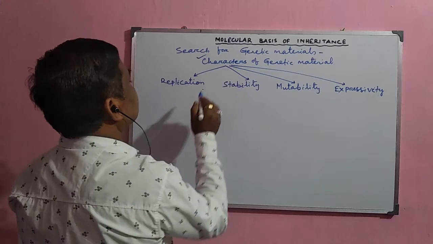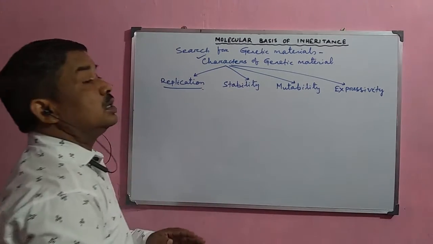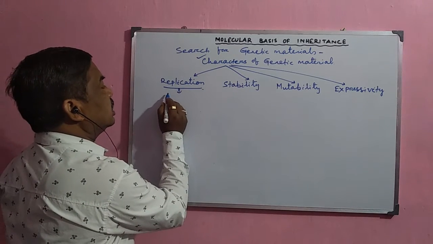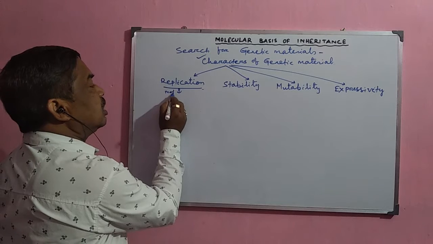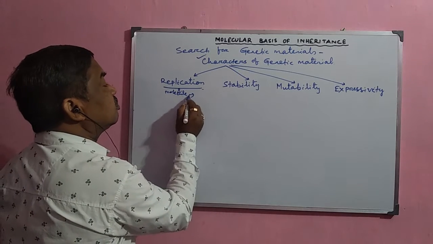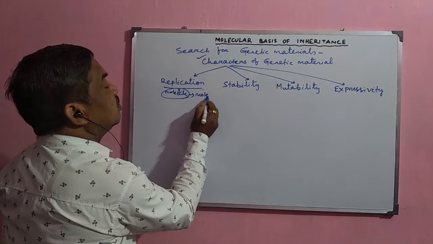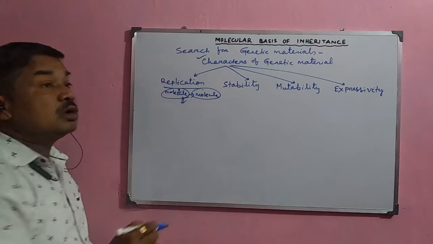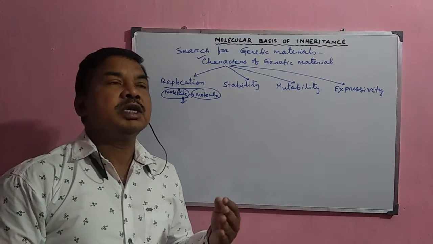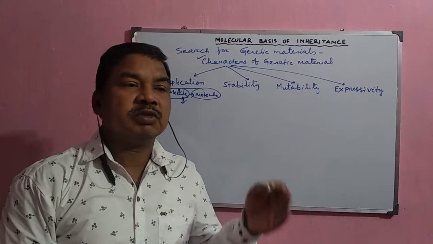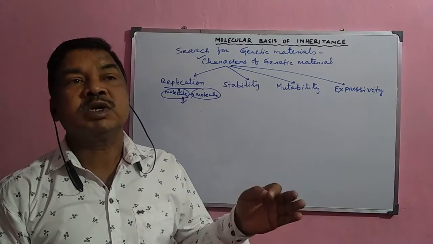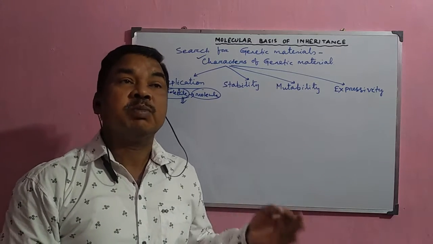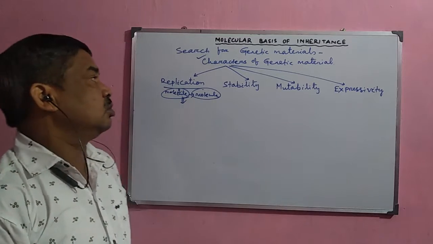The characters of the genetic material must be, the first one, replication. The molecule must replicate on its own. Suppose it is a molecule. Now this molecule can produce the same molecule on its own. Otherwise, how can the molecule send the message to the next generation? If the molecule is present in the parent, the same molecule must be sent to their offspring to express their character. So that molecule must have the capacity to replicate itself on its own. So that is the most important character.